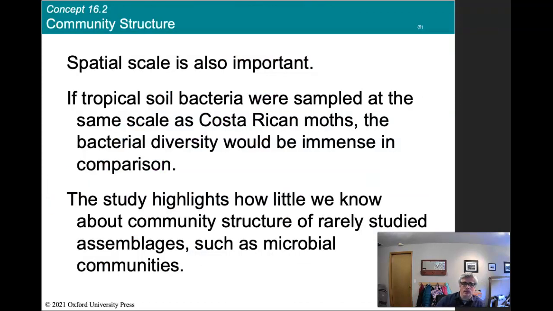Scale is important. If tropical soil bacteria were sampled at the same scale as Costa Rican moths, the bacterial diversity would be immense in comparison. Meaning if we sampled 10 kilometers by 10 kilometers, we'd find a massive amount of bacterial diversity, whereas if we look at the bacterial diversity in a drop of water, that's a lot easier. The study highlights how little we know about community structure of rarely studied assemblages, microbes, etc.